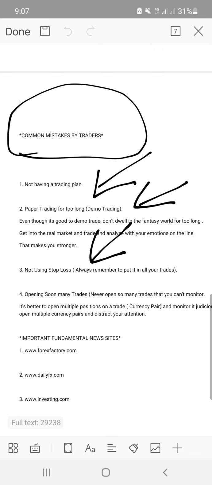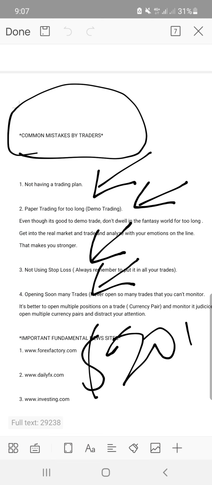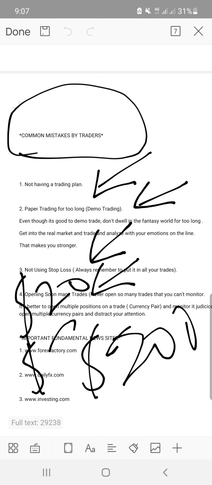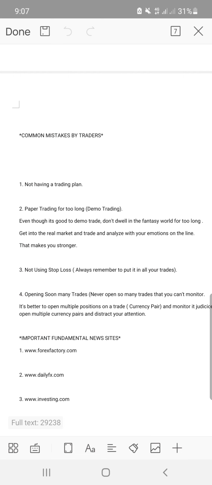And another mistake is opening too many trades. It's not advisable. You have an account of $200 or $500, and you go and open plenty of trades, and in each trade you are risking a $20 stop loss. So if you end up opening 4 or 5, you notice that you are losing almost half of your money, which is not a good thing. You understand? So those are a few tips you should understand.